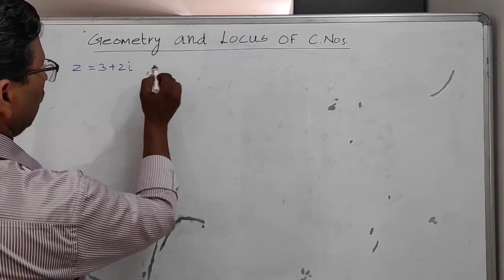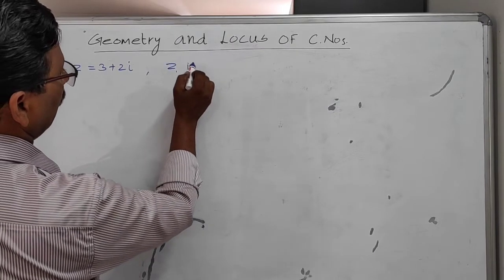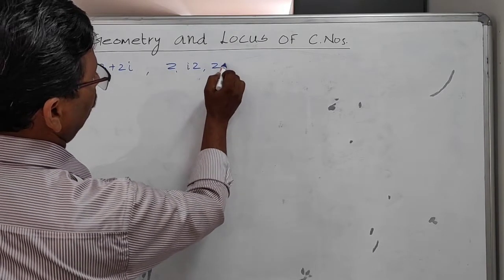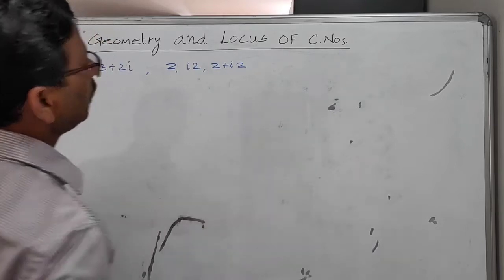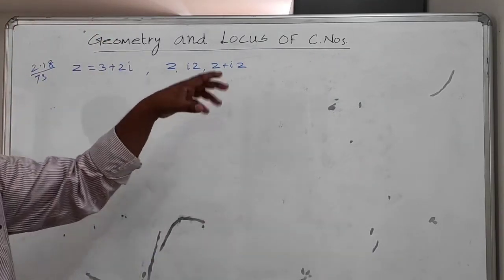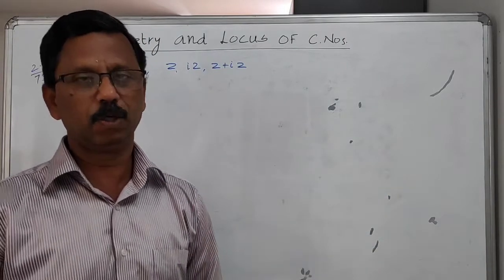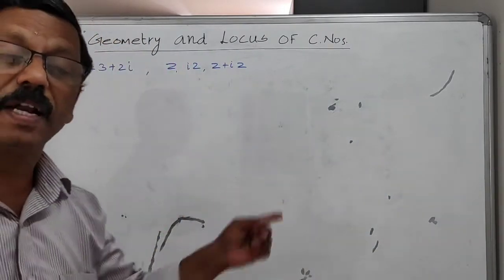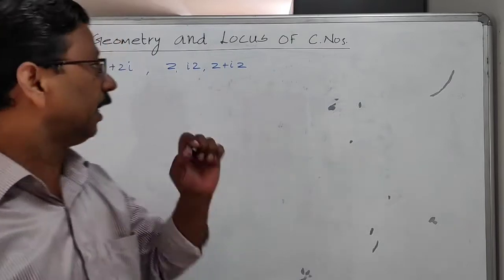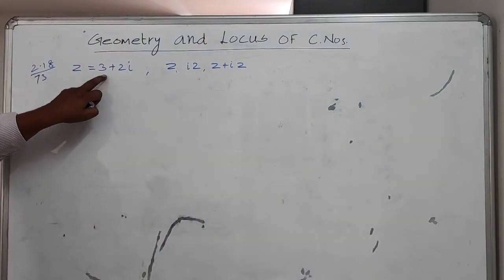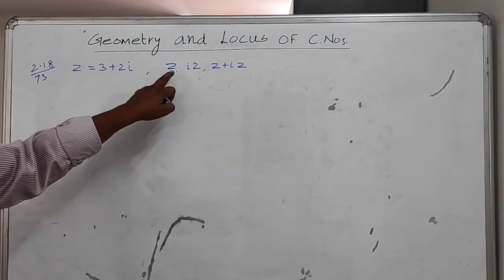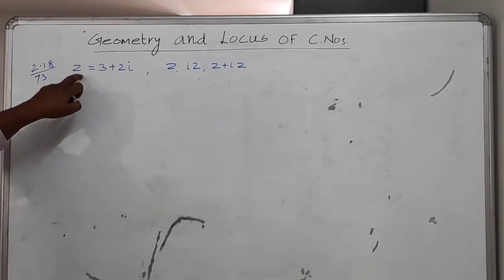Let z equal 3 plus 2i. We have to show that z, iz, and z plus iz form an isosceles triangle, and also a right angled triangle. That we have to prove. For this complex number z equal to 3 plus 2i, we have to calculate these three numbers. z is already given.